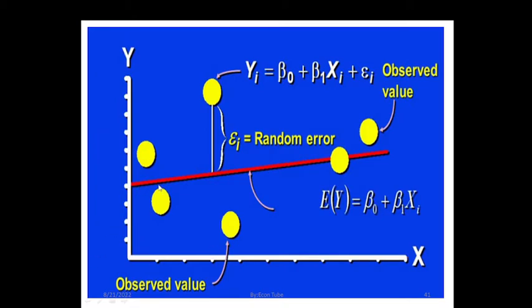If you look at this fitted line and this observed value, the function from the stochastic term, the population regression function, is this one. The difference between the observation yi and the fitted line is the random error. The expected value of this will give beta naught plus beta 1 xi.